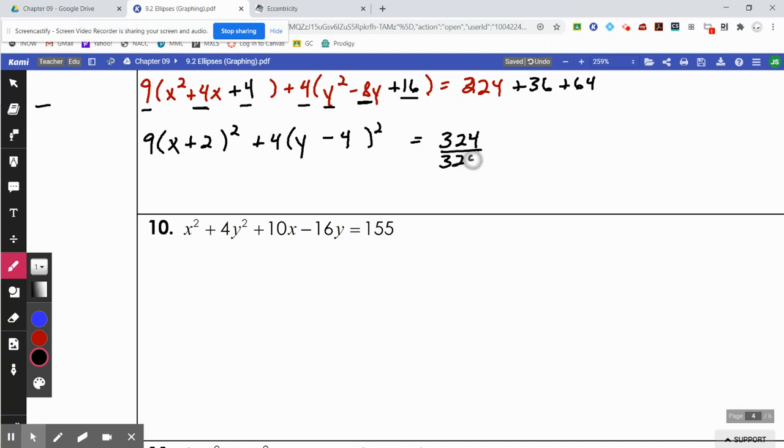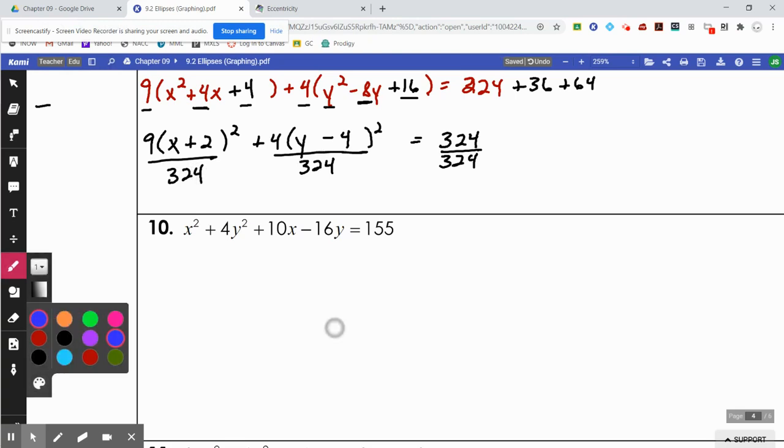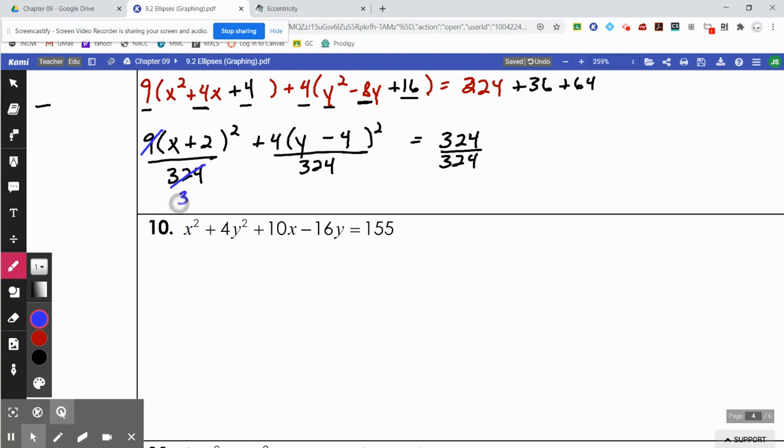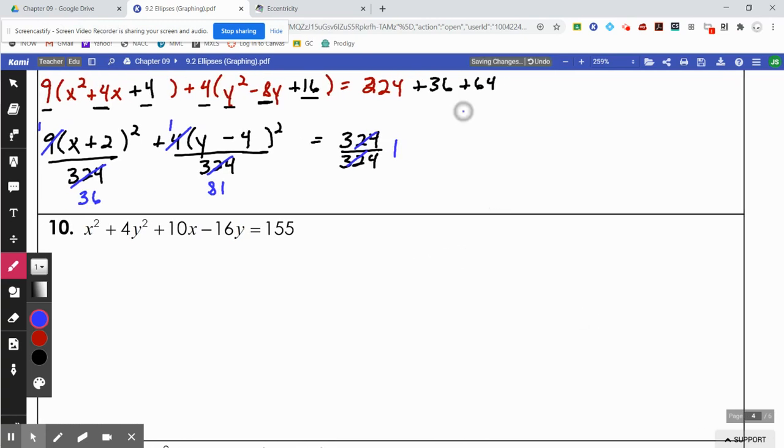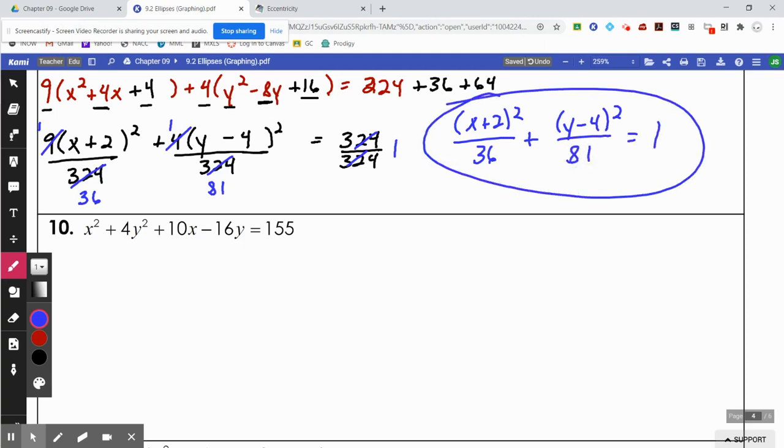Everything now gets divided by 324, all three terms, in order to get that equals to 1. Let's reduce this. 9 goes into 324 36 times, so that reduces to a 1 and a 36. 4 goes into 324 81 times, so that reduces to a 1 and 81, and this reduces to just 1. So I now have x plus 2 squared over 36 plus y minus 4 squared over 81 is equal to 1. There is your standard form.